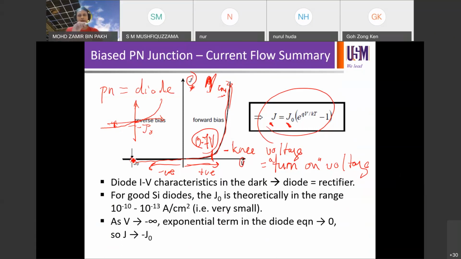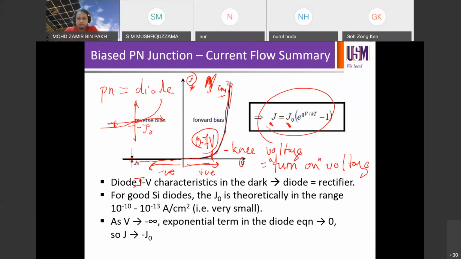So you want to keep that low, right? You want the J naught to be low. Kalau dia besar, so if you see it's very wide and big, then that means your device is not good. Your diode is not good. So diode IV characteristic or diode JV characteristic, if you like, boleh ya.